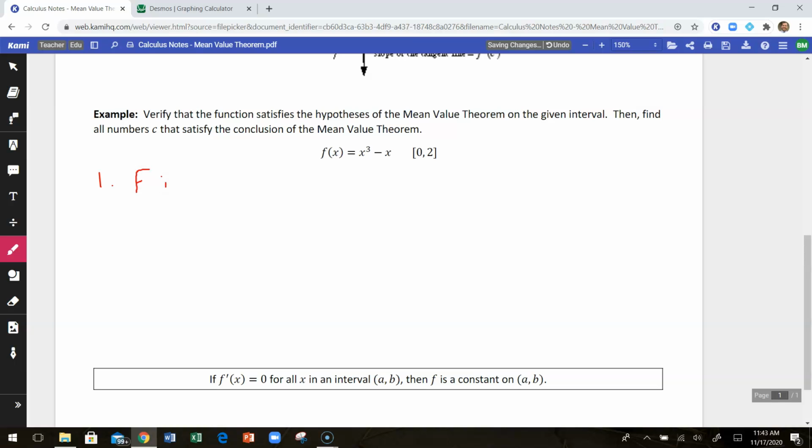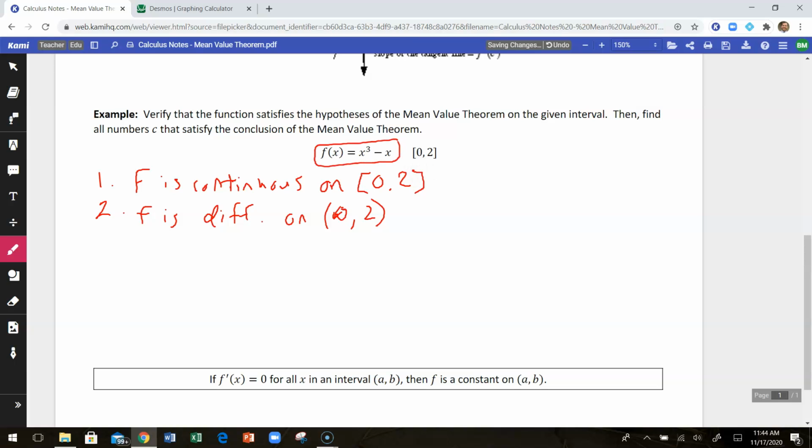So I first have to say that f is continuous on the closed interval from 0 to 2. And then I also need to say that f is differentiable on the open interval from 0 to 2. And again, I know both of those things because we are dealing with a polynomial, so that's going to be the case when dealing with polynomials. Those are the only conditions that have to be met.